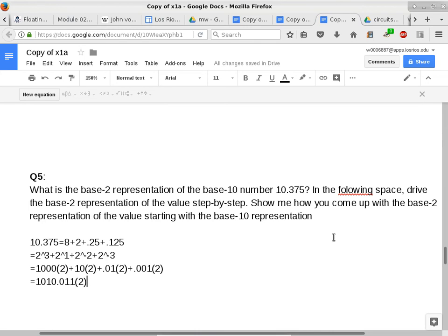You can also do it using the digit-by-digit method, because I gave you a universal equation in my notes. So you can apply that equation as well and just say that the first digit is this, the second digit is this, and so on and so forth. That works as well.